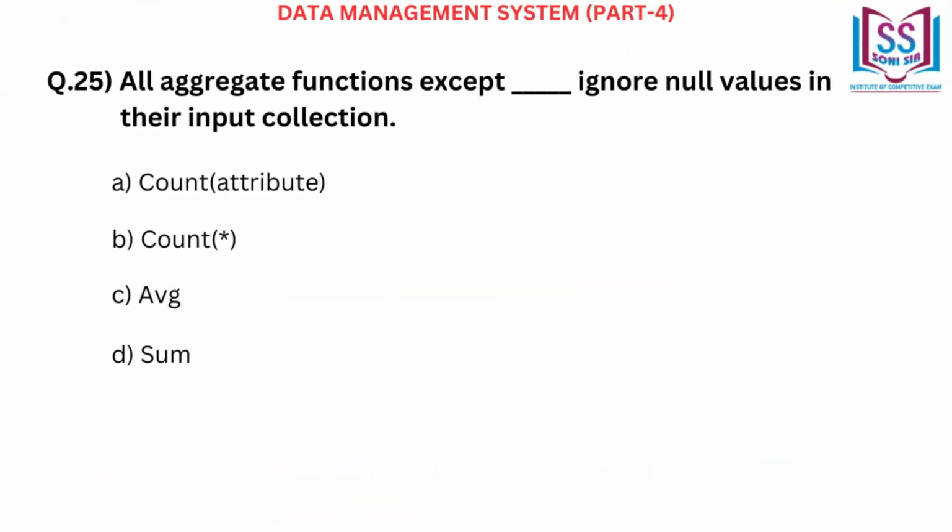All aggregate functions except dash ignore null values in their input collection. A. Count attribute. B. Count asterisk. C. Average. D.